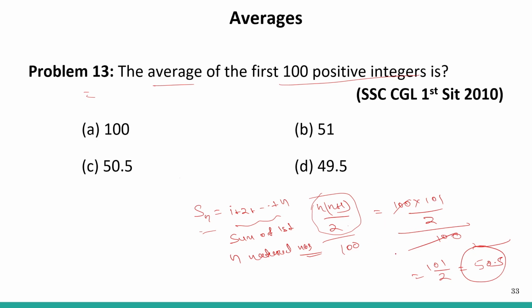To find their average, we have to divide by 100, right? So dividing by 100, the 100 in the numerator and the denominator 100 cancel out. So what we are left with is 101 by 2, which is equal to 50.5. So 50.5 in option C is actually the correct one. 51 is wrong, 49.5 is wrong, and 100 is also wrong. This question has appeared in the SSC CGL first sitting of the 2010 paper. This was a very basic question. These kinds of questions are very general or standard in these kinds of exams.